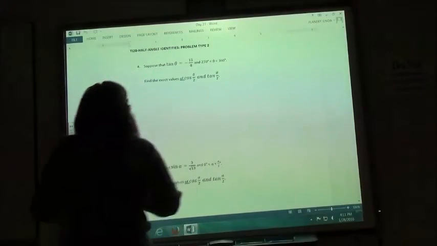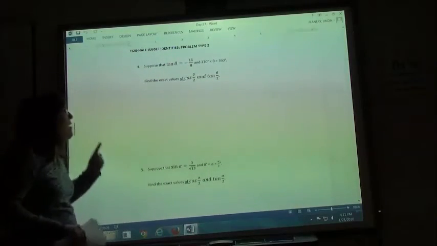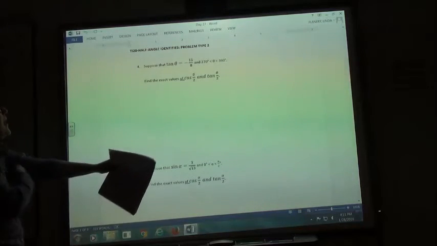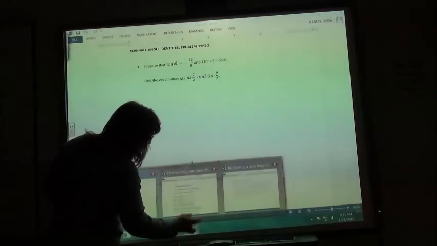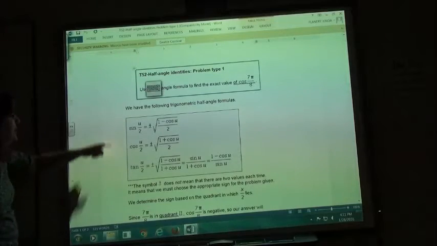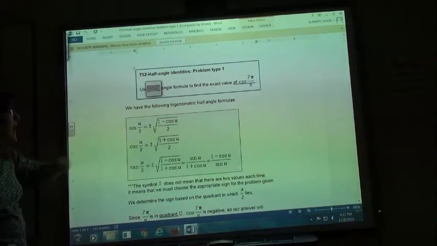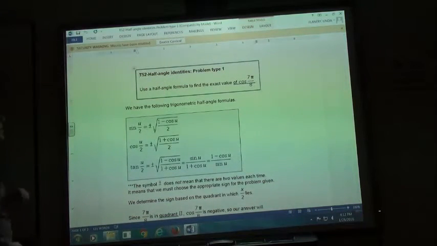All right, my half angle identities problem type 2. On your half angle identities problem type 2, you're just going to need the sheet with your half angle formulas, and so you'll want to keep those handy that we had before.